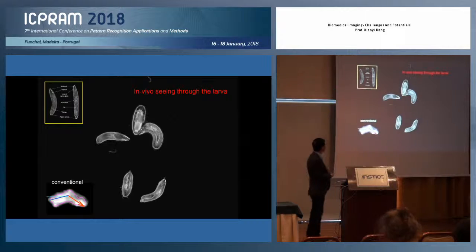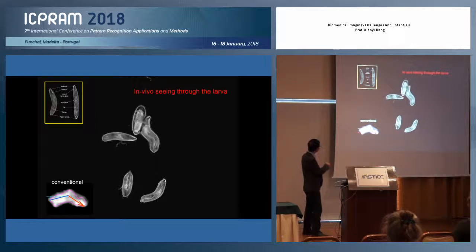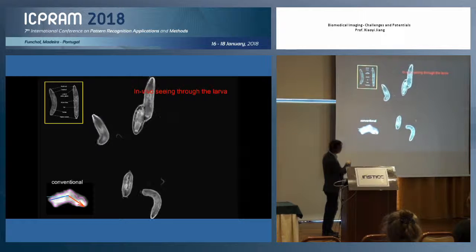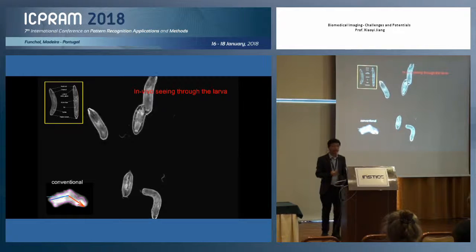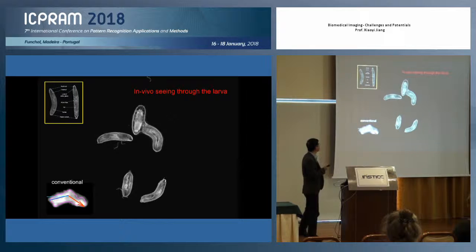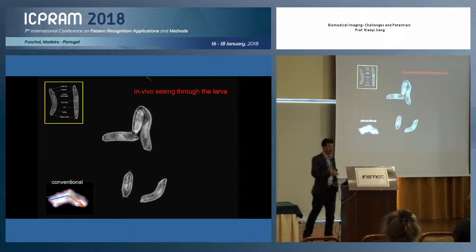The funny thing here is, as a comparison, look at this. This is a conventional imaging technique. And there is the result from our imaging technique. And we can see through the body. We can see into the organs using this simple setup. Yeah? And this is actually the very first time it becomes possible without using a microscope.